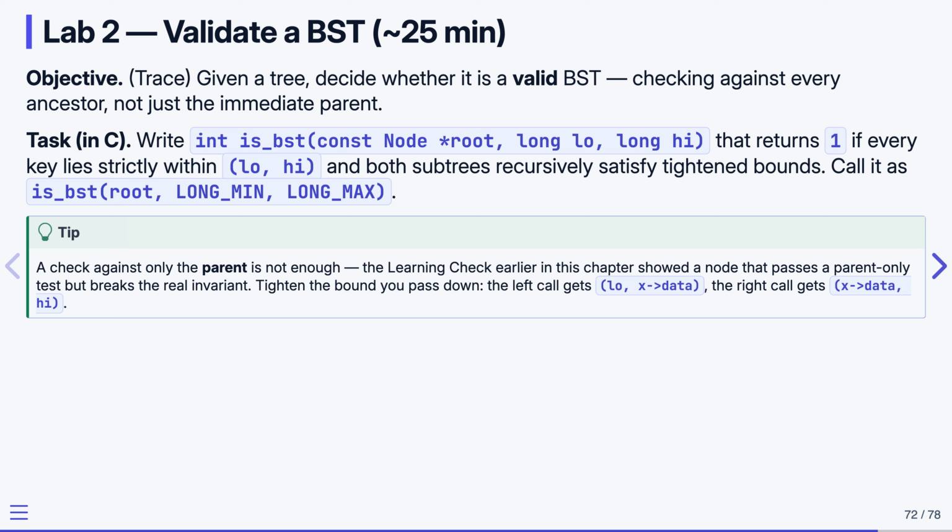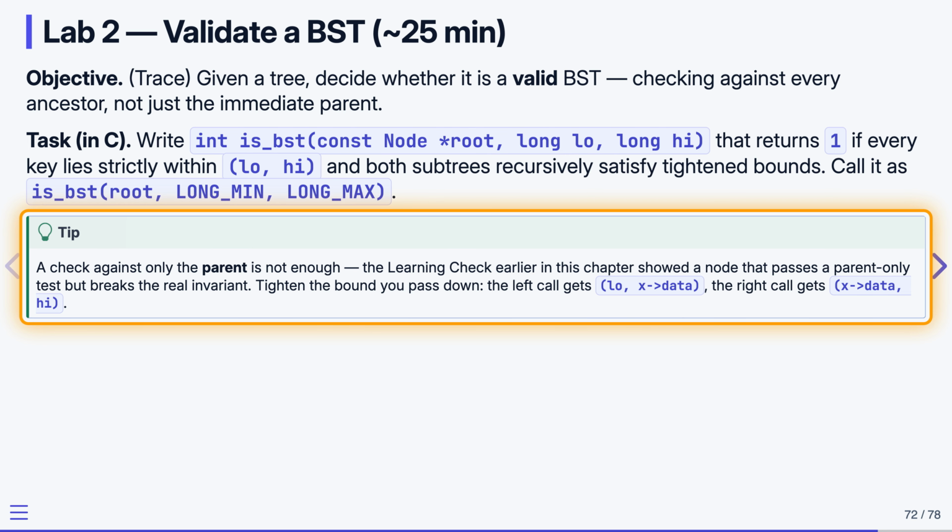Lab 2. This is about 25 minutes and it is a reasoning task. You are given a tree and you must decide if it is a valid binary search tree. The key point is this. You must check every key against all of its ancestors, not just its immediate parent. To do this, write a function called isBST. It takes the root and 2 bounds, a low value and a high value. It returns 1 if every key sits strictly between low and high, and both subtrees also pass with tighter bounds. You start the call with long min and long max, the widest possible range.